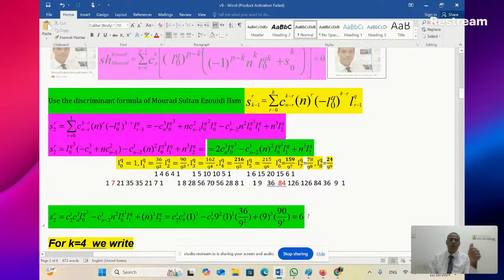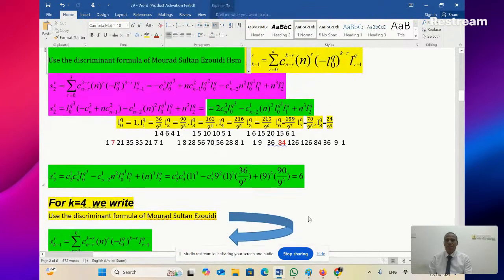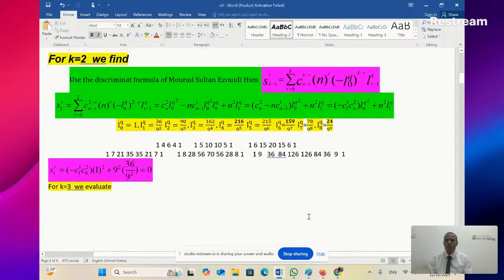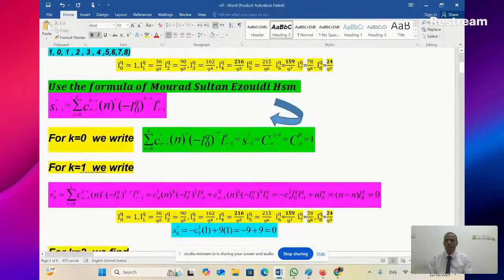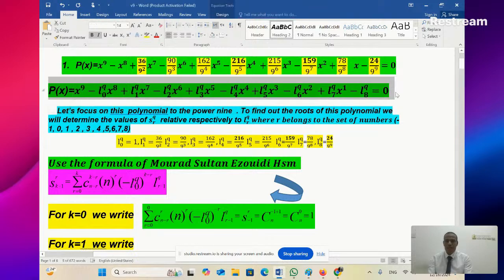Okay, so we have S minus 1 is 1, S0 is 0, S1 is 0, S2 is 6. Now we continue. We want to find this. I need this before going up. I need the standard form of my polynomial to the power n, or here to the power 9.